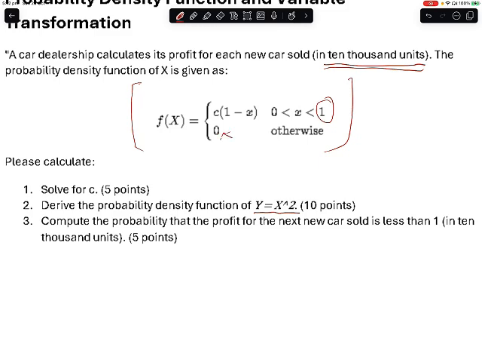So now the first question is to solve for c, and the second question is to derive the probability density function of y equal to x squared. And the last question is to calculate the probability that the dealership profit for the next new car show is less than 1,000, less than 0.1 in 10,000 units here. So let's start by solving for c.